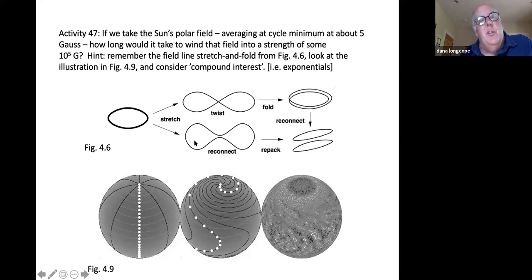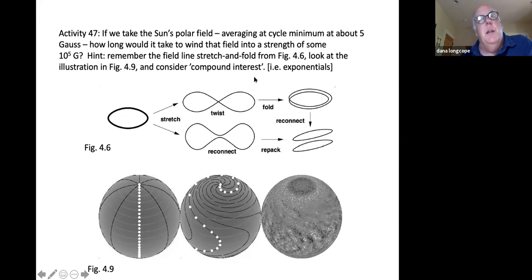Now, this is not going to use the dynamo equations. This is going to use this cartoon along the bottom. And the book gives you a hint that you're supposed to look at compound interest. That's a cute way of phrasing it. I think we're all comfortable with exponentials. So the trick here is that what this process is doing is actually making the toroidal field grow exponentially. And its starting value is something like the poloidal field, 5 Gauss.